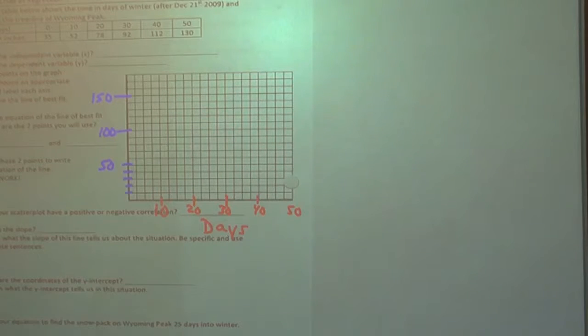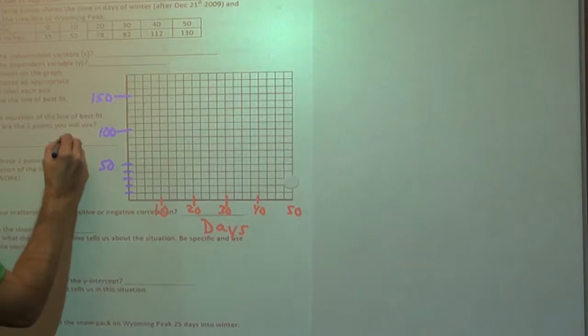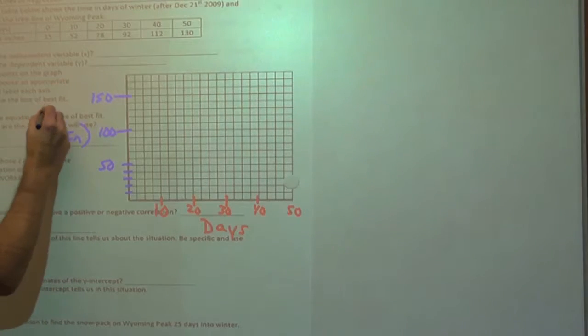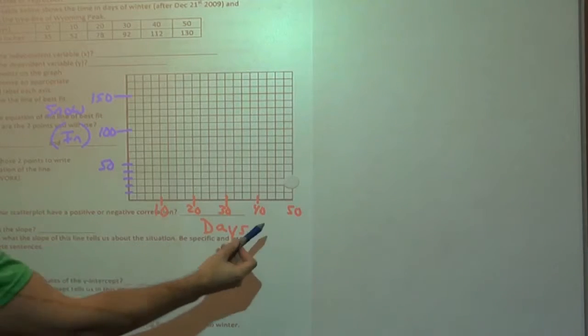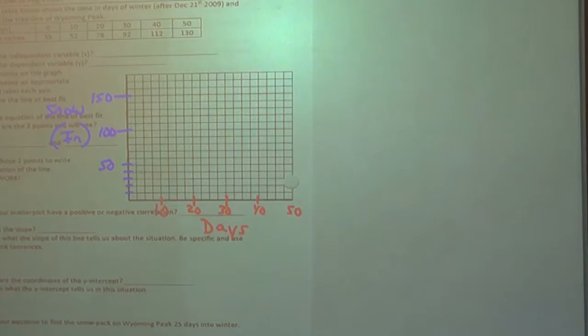Now, let's go through, and oh, by the way, this should be inches of snow. So we could put inches in parentheses and say snow over here. So we know it's snow in inches, and these are days into the winter. Now we go through all this. What's the independent variable x? That would be days after the first day of winter. What's the dependent variable? Snowpack in inches.